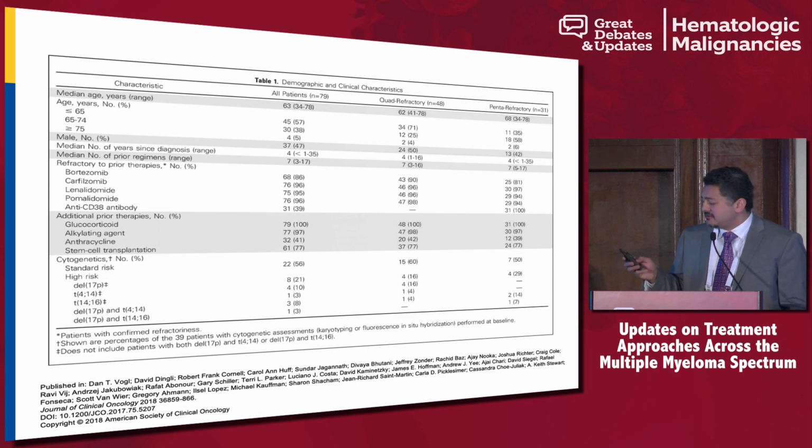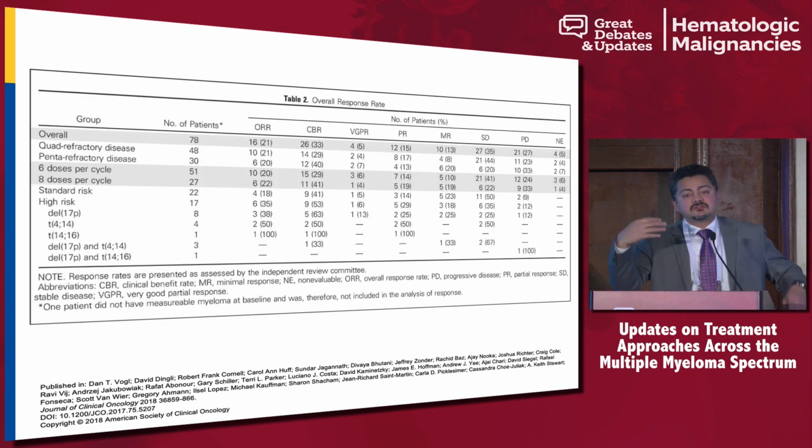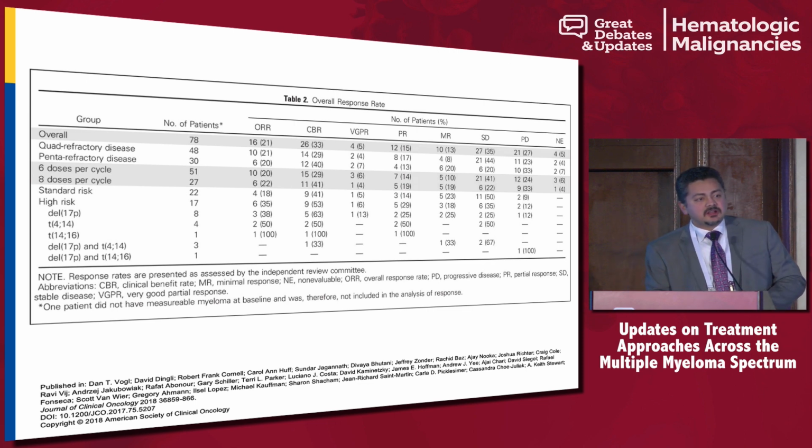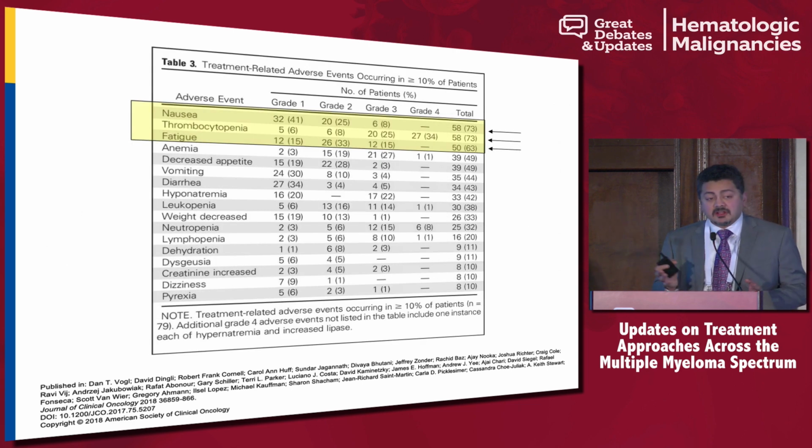This is just a salient features of patients' clinical characteristics. I do want to highlight that they really wanted to focus on that quadruple refractory, so patients refractory to bortezomib, carfilzomib, lenalidomide, as well as pomalidomide. And then penta-refractory, that included a monoclonal antibody. And what they saw was the response rates were fairly similar across each of those subgroups, a little over 20%.